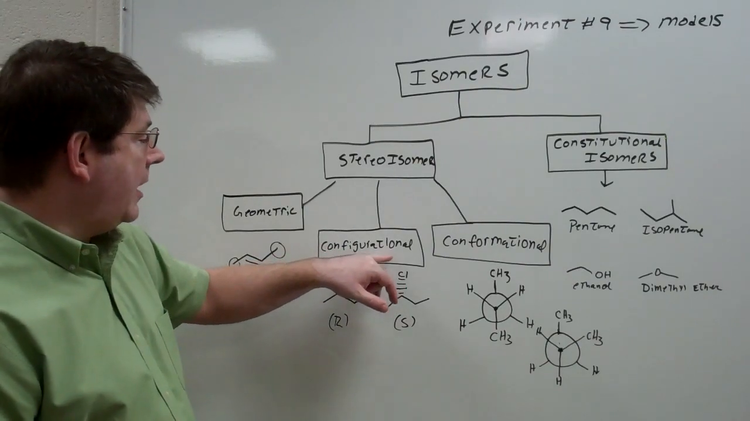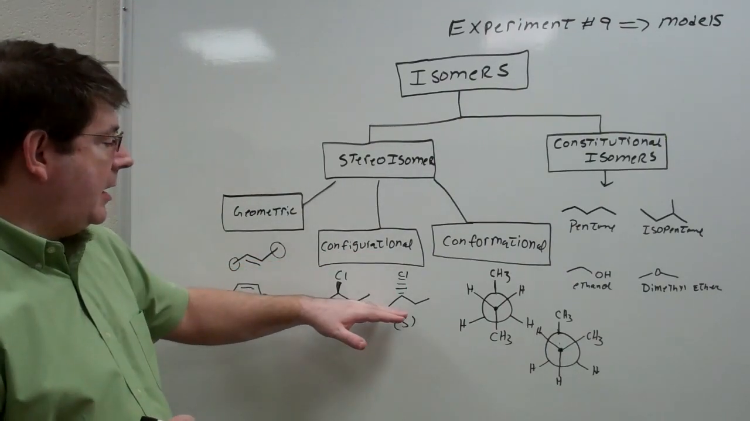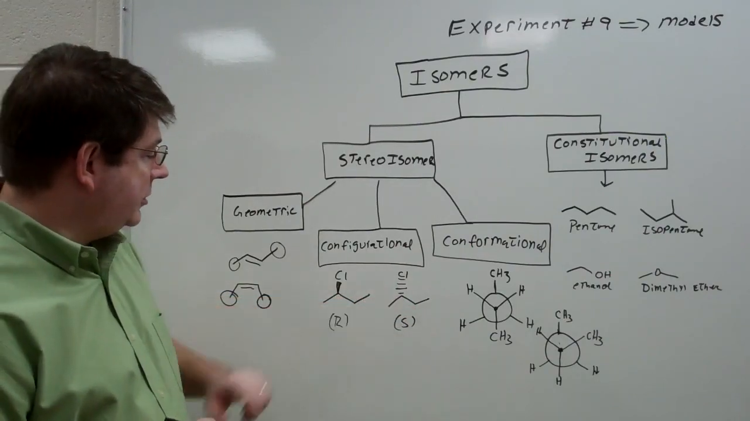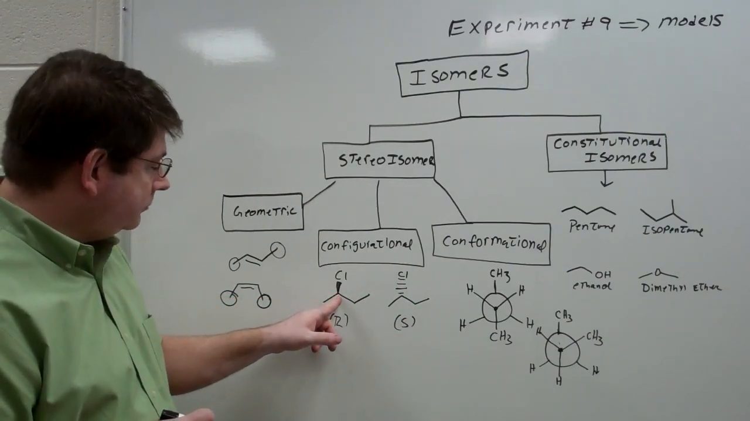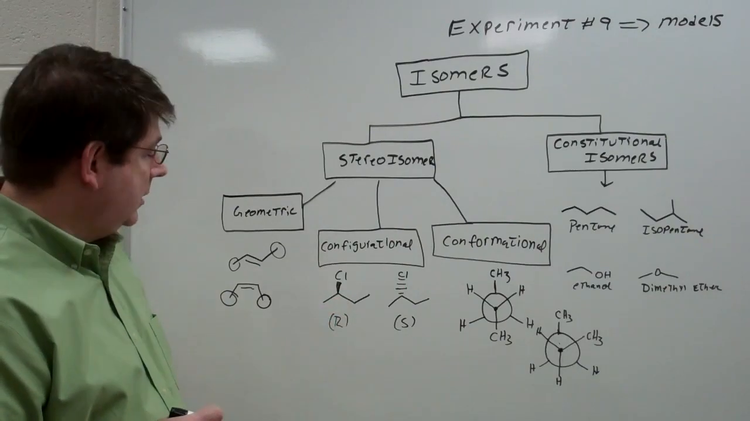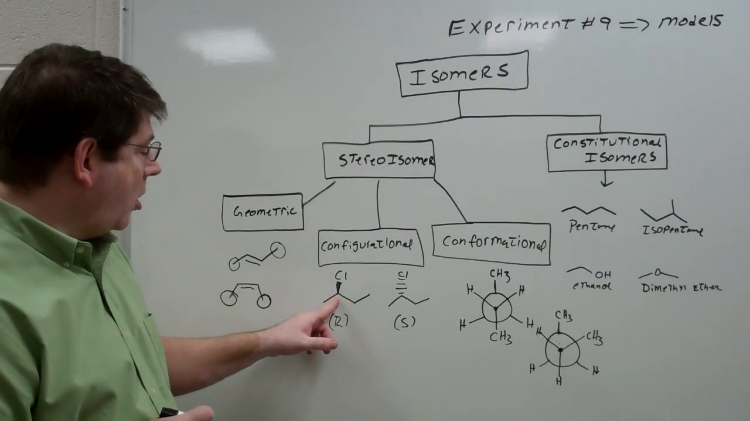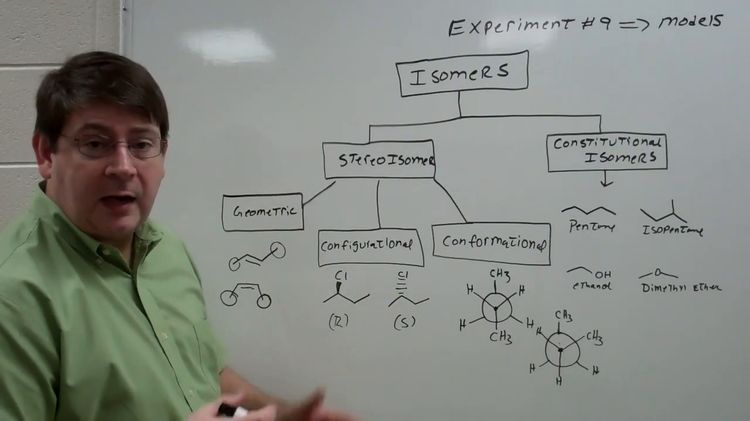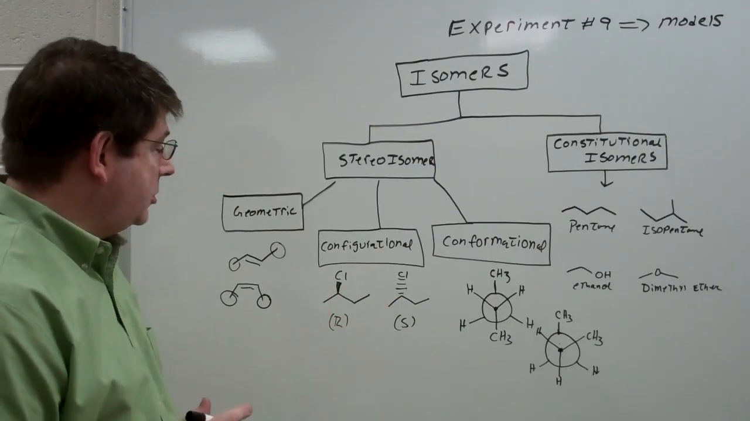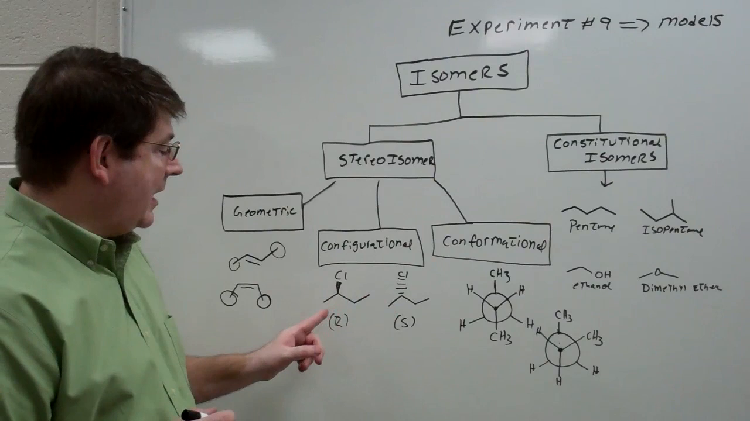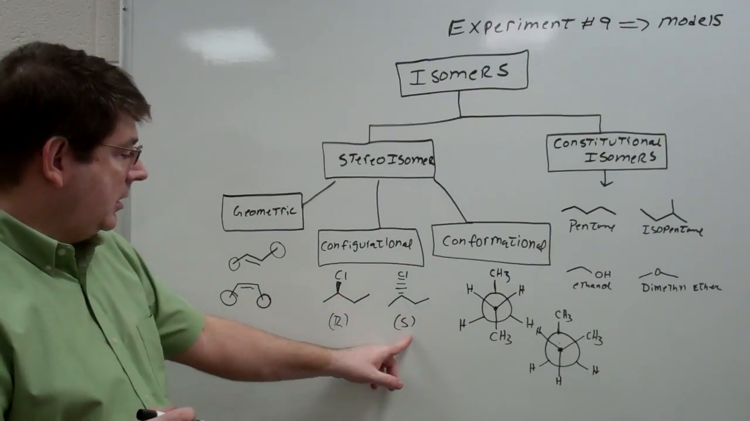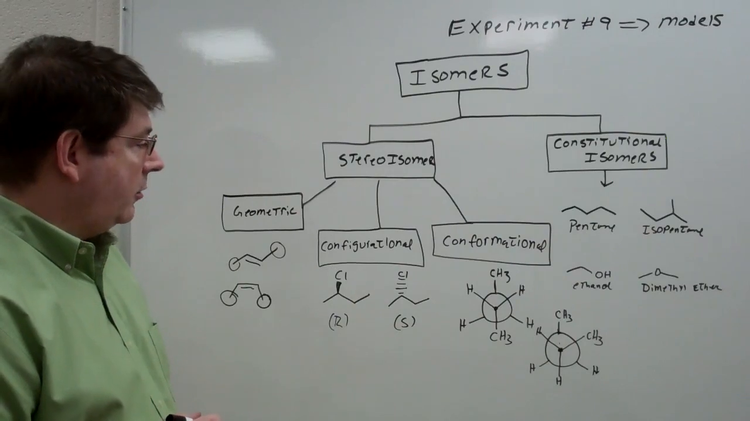We can have configurational isomers, and what we're talking about here are enantiomers, basically. So we have chiral centers, that is carbon atoms with 4 different substituents on them. So here we have (R)-2-chlorobutane, and here we have (S)-2-chlorobutane. They are non-superposable mirror images of one another. And so we say that they have different configurations. This is the R configuration. This one is drawn as the S configuration.